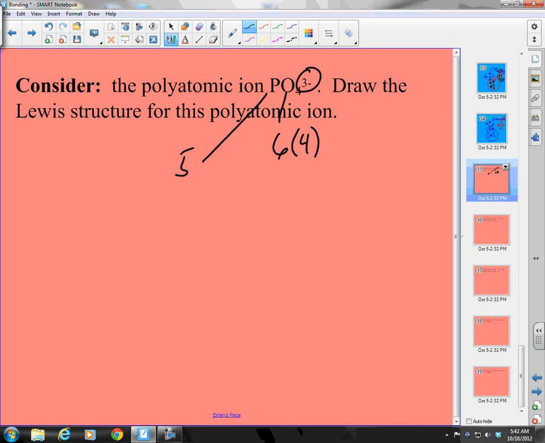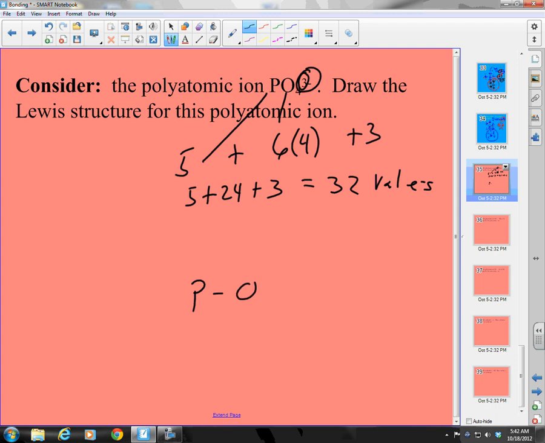Okay, good. Here we go. I have a negative ion. There's 3, so that means we want to add 3 more electrons to this. So what do I get? 5 plus 24 plus 3, that looks like 32. So I have 32 valence electrons I need to put in my picture. We need to choose a central atom. How about phosphorus? We want to surround that with my oxygens, right?